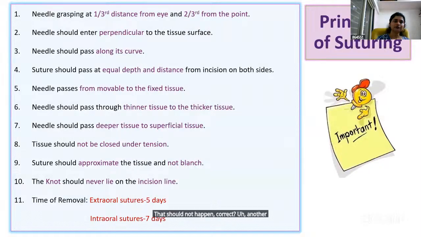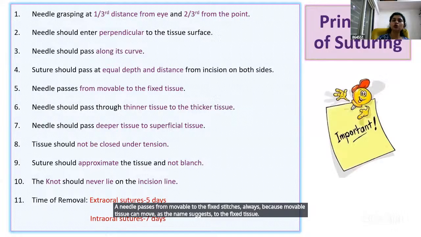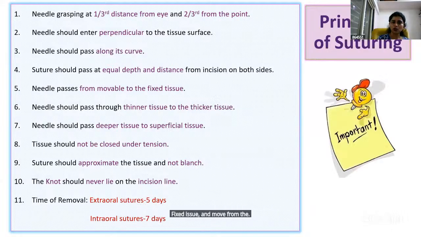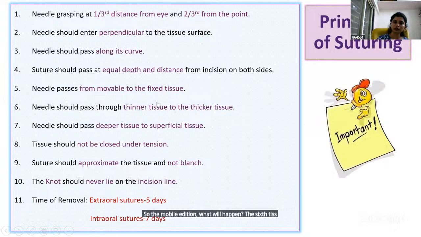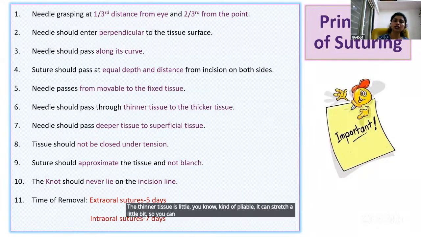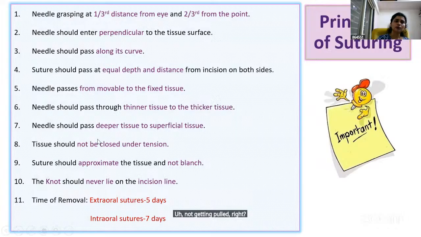Another thing is, needle passes from movable to the fixed tissues always, because movable tissue can move, as the name suggests, to the fixed tissue. Fixed tissue can't move from one end to another, correct? That is why it should always be from the movable to the fixed tissue. If you try to move this fixed tissue to the movable tissue, what will happen? The fixed tissue will tear, correct? Needle should also always pass from a thinner tissue to a thicker tissue, the same ideology. If the thinner tissue is a little pliable, it can stretch a little bit, so you can extend it from thinner to the thicker tissue. On the other hand, the thicker tissue has more chances of not getting pulled, right?